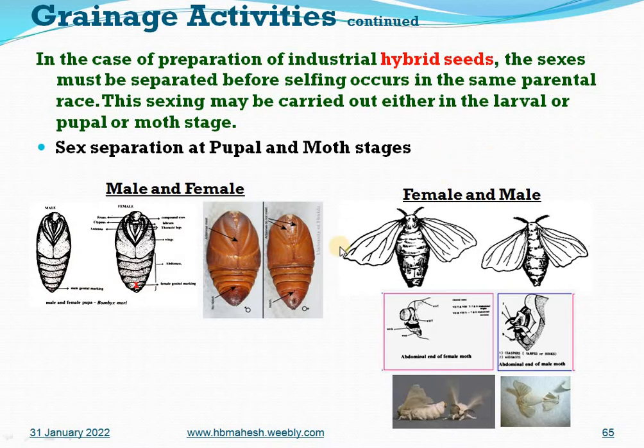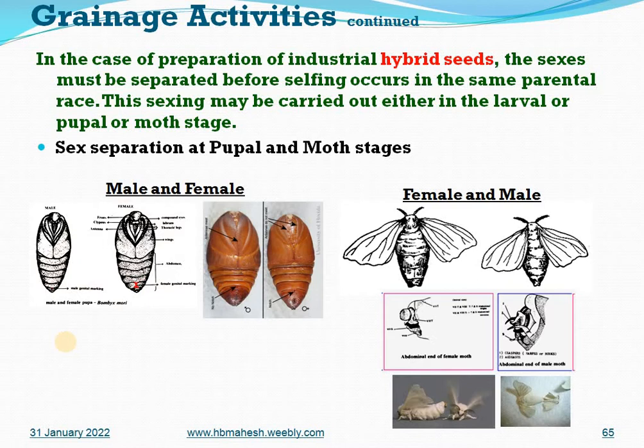I am presenting here both the picture as well as the photograph of the male and female pupa, highlighted by red marks. When you observe the male and female of the same race, males are thin with a pointed abdomen. Here you can observe the picture. Females are normally fatty, heavy, with a broad abdomen.